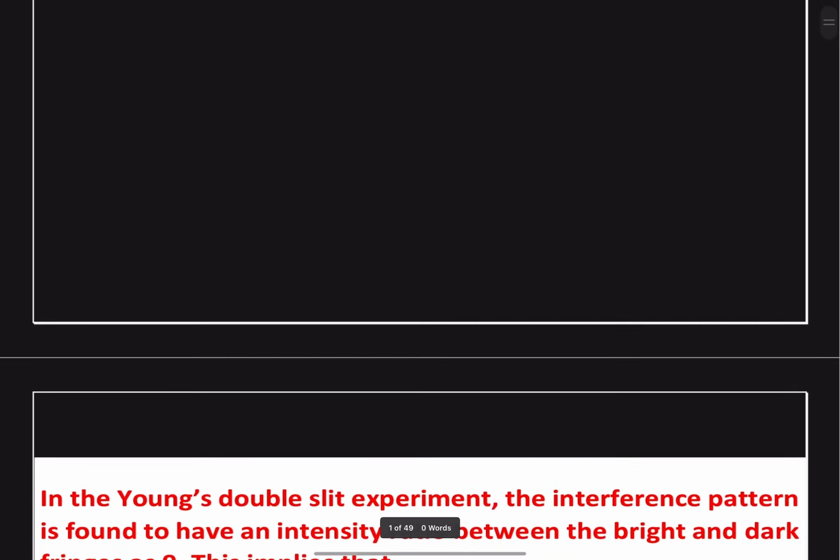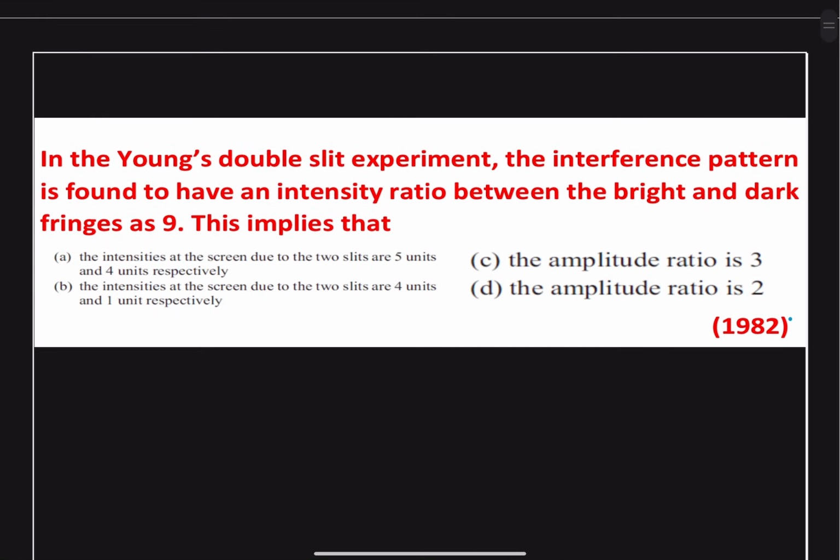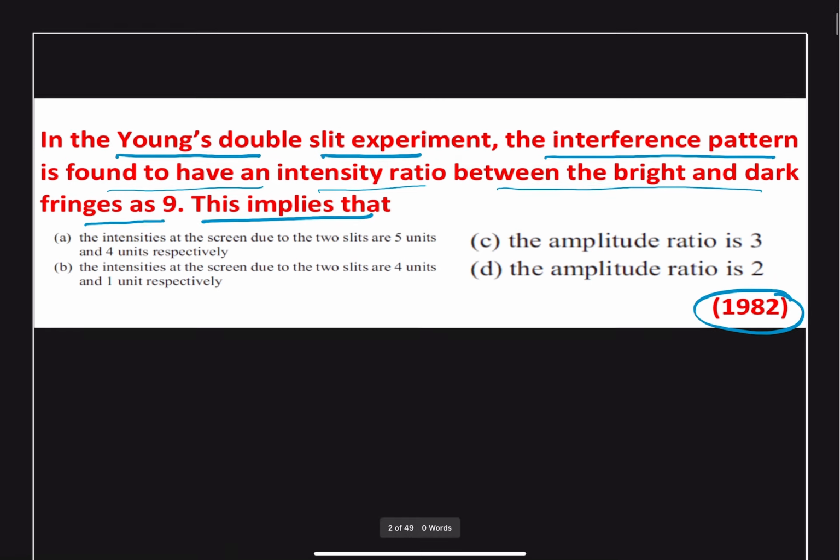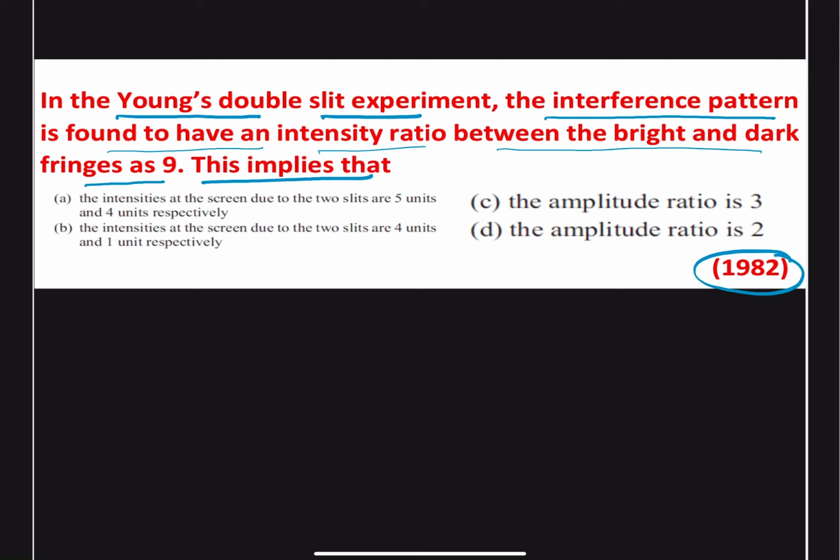In the first question, asked in the year 1982, it states that in Young's double slit experiment, the interference pattern is found to have an intensity ratio between the bright and dark fringes as 9. This implies that... It is a multi-correct option question, so we have to find out which of these options will be correct. Options A and B are respectively about the intensities only, and options C and D are about the amplitude ratio.